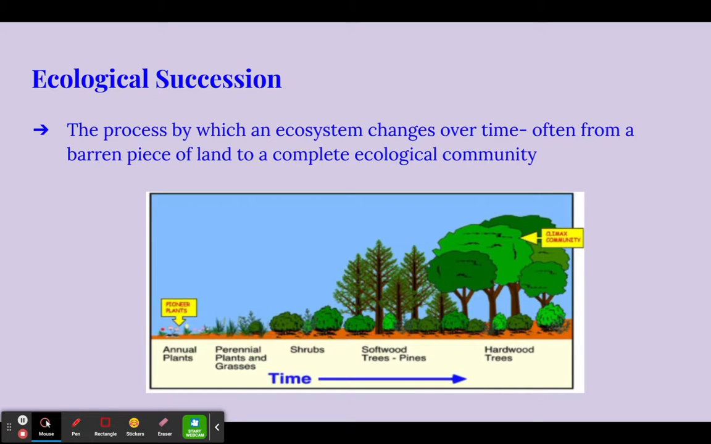So, ecological succession is how this occurs. This is the process by which an ecosystem changes over time. Often, how this occurs is from a very barren piece of land to a complete ecological community. Usually, if we have barren land, there are some plants that we call pioneer plants because they are able to pioneer the way for other things to grow and flourish in these areas. So, pioneer plants are our initial plant species, and then they can slowly grow and evolve over time to create actual ecological communities.